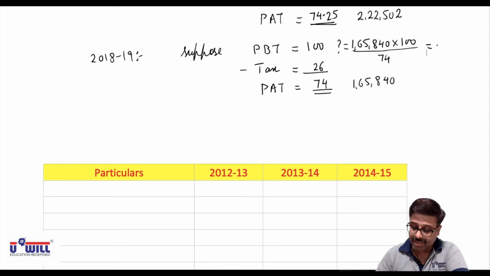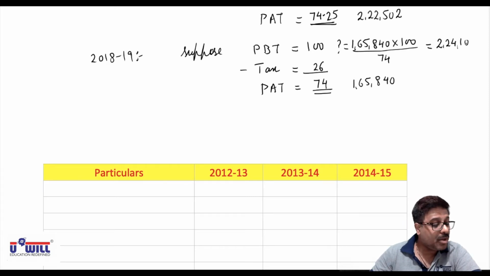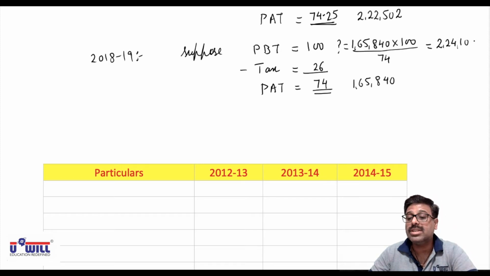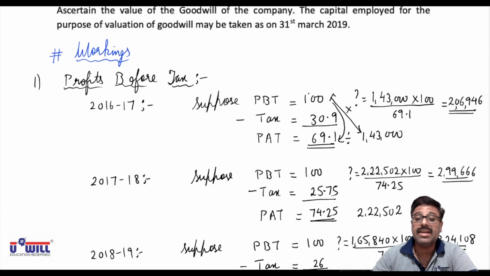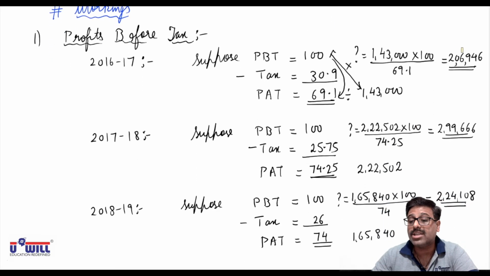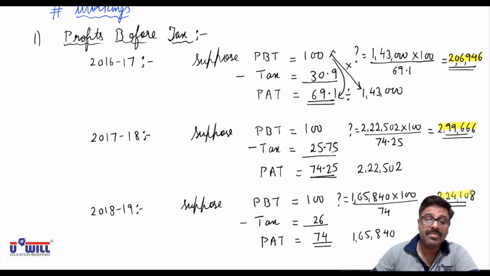165,840 into 100 divided by 74 gives 224,108. So this will be profit before tax. Now when we make the adjustments, we'll be making them in which amounts? Profit before tax: 206,946, 299,666 and 224,108.